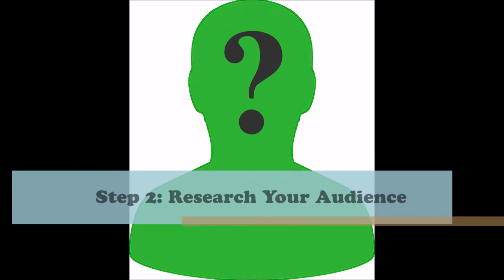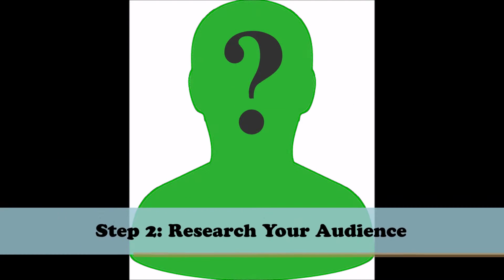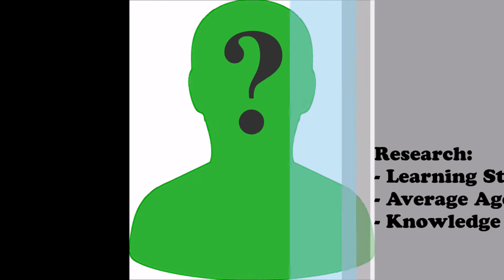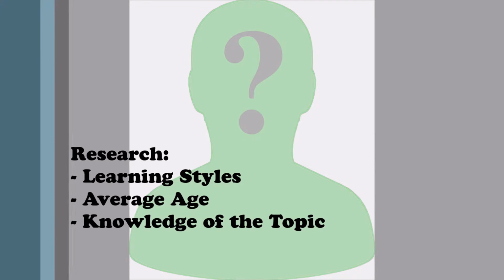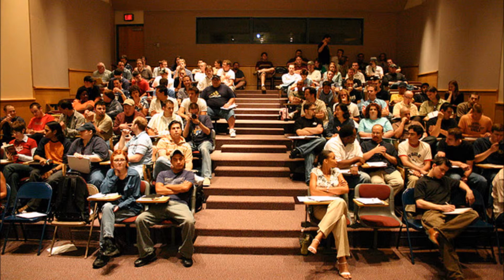The second step is to research your audience. So what is your audience like? You'll need to research the learning styles of your audience, what their average age is, how much background information they have on the topic, etc. This step is probably the second most important step of preparing for the facilitation, besides creating objectives. This is because all of the presentation materials and handouts need to be tailored to fit your audience's needs. Otherwise, the facilitation will not be so effective for your audience members.